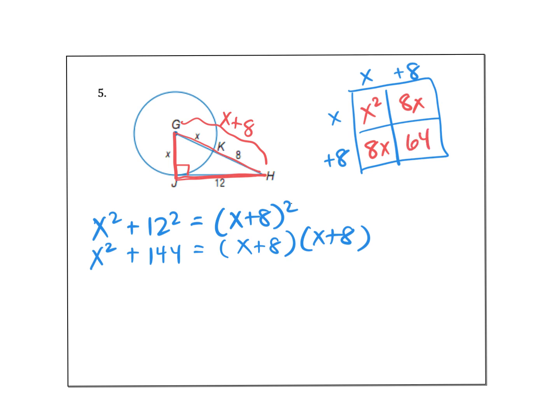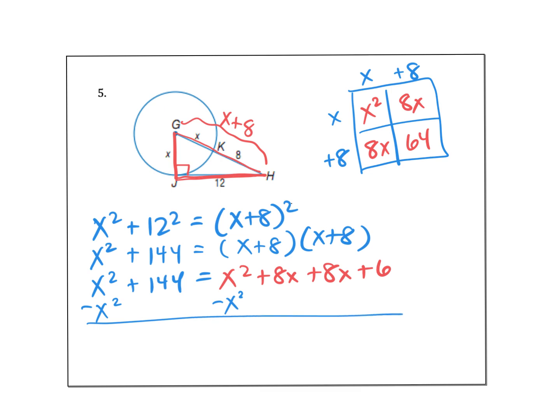Now I'm just going to copy down x squared plus 144, but instead of having these two binomials, I'm going to take the stuff that was in my boxes. So I'm going to take the x squared plus 8x plus 8x plus 64, and I'm going to put them down underneath. Now I want to start combining like terms, and I notice I have x squareds on both sides. So I'm going to minus out this x squared and bring it to the other side. Cool thing happens. They cancel over here on the right, but they also cancel over here on the left. So then we're going to have 144 equals.